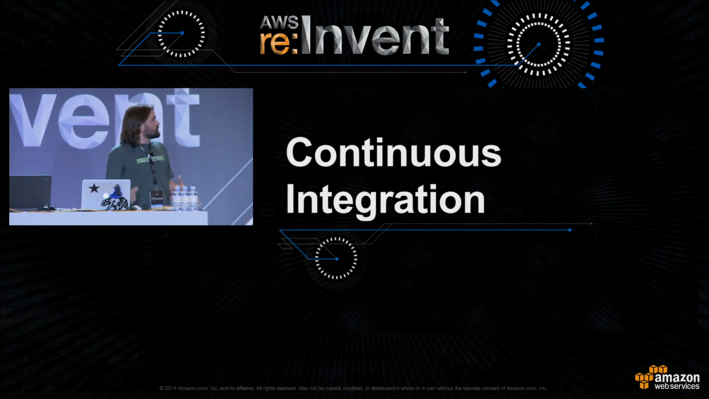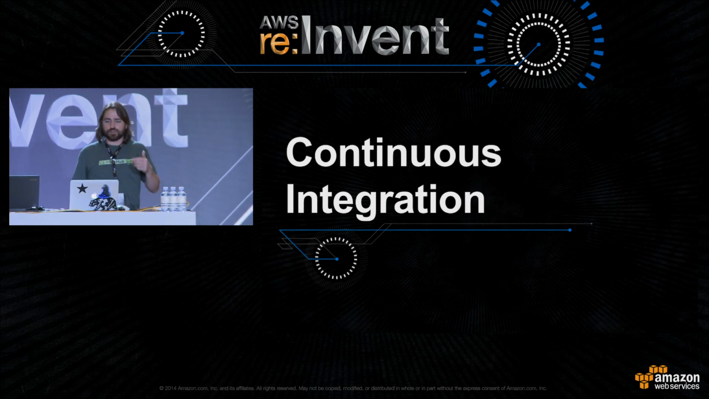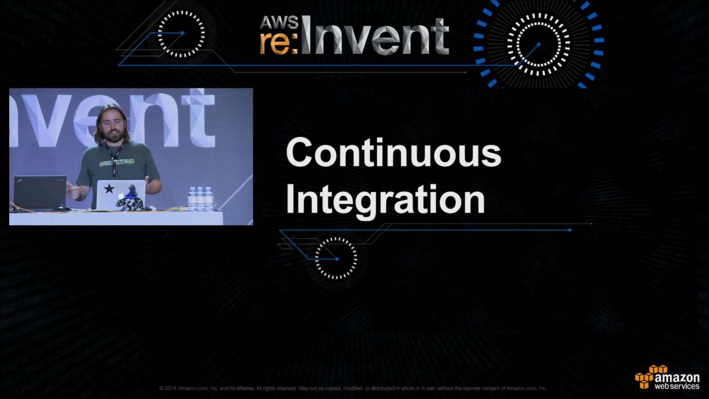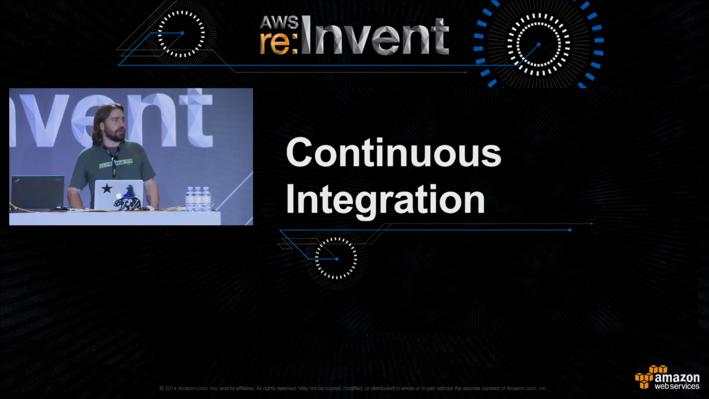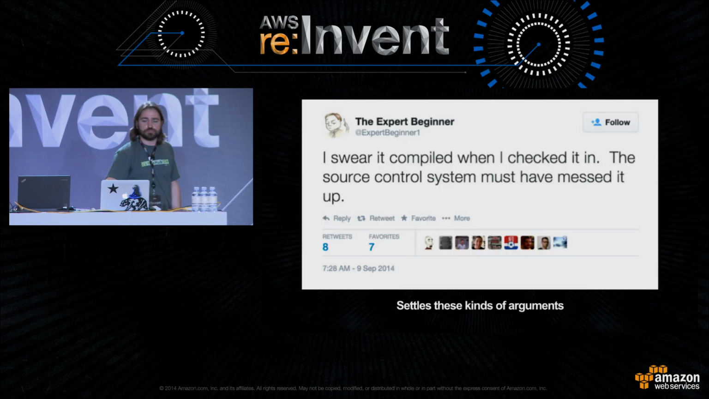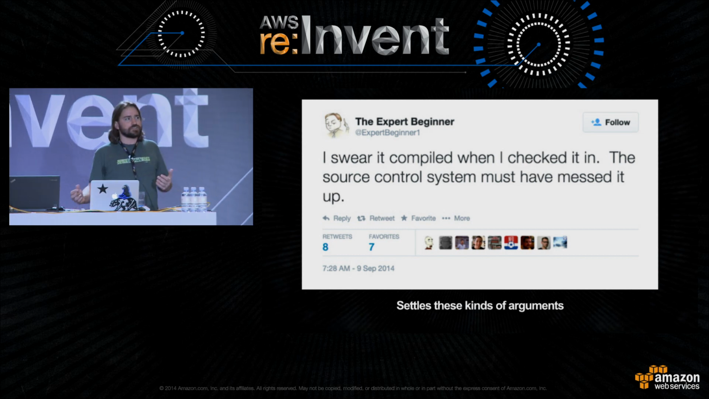And so now when you start looking at that pull request flow and you think about how continuous integration works with it, I'm going to assume that most of your applications, if they're business applications, have a test suite right now, whether you run it manually or not. But it's there to help you verify the behavior and correctness of your system. And we've all seen situations like this where it's like, I swear it compiled when I checked it in, but the source control system must have messed it up.